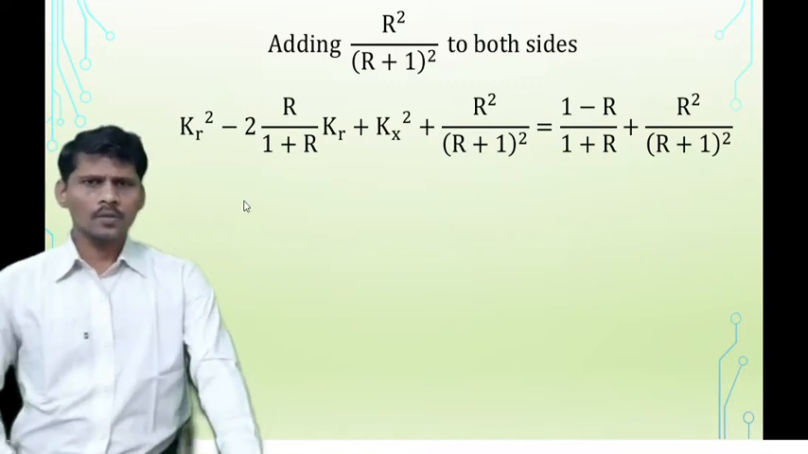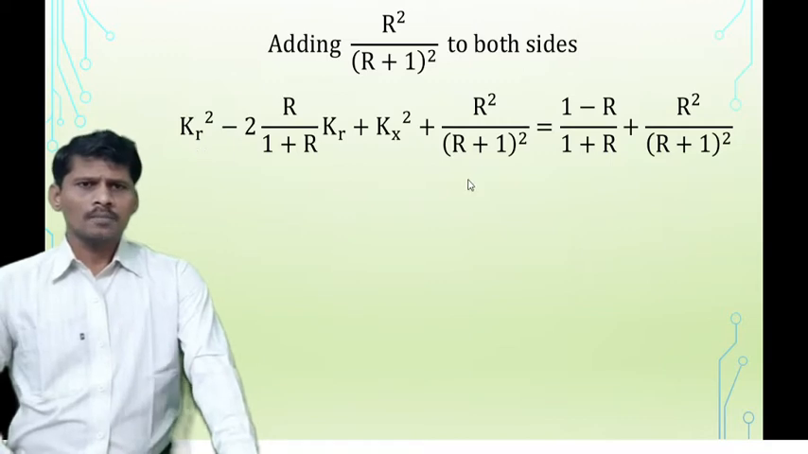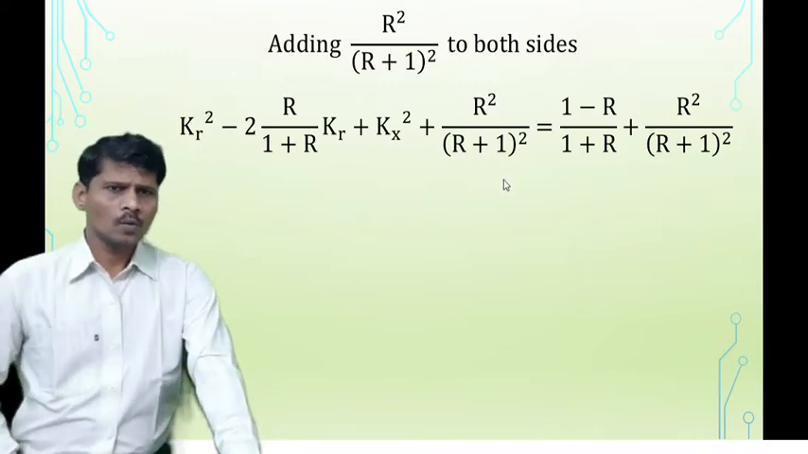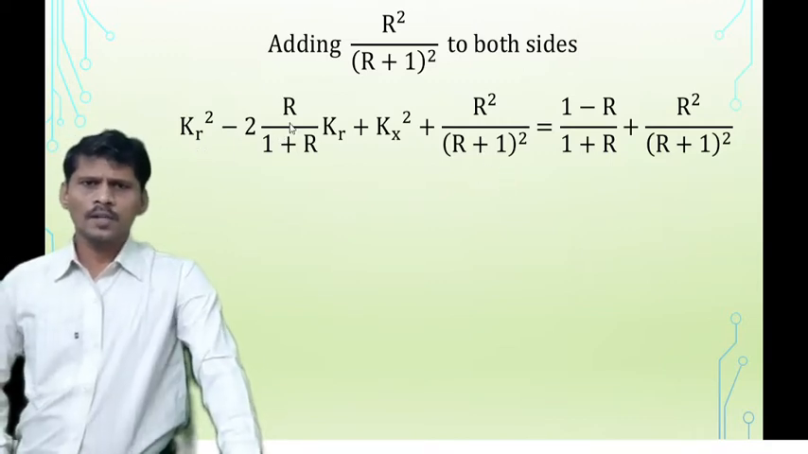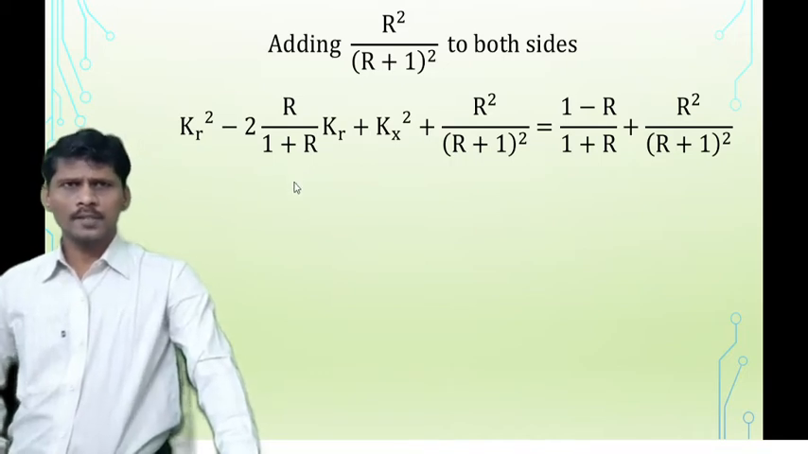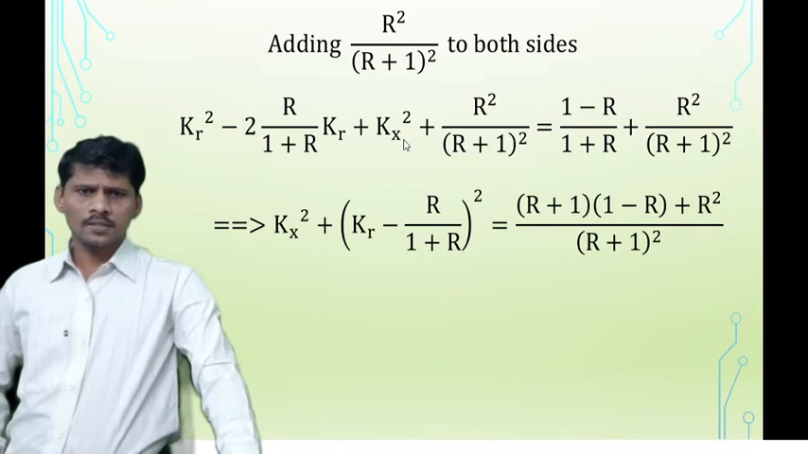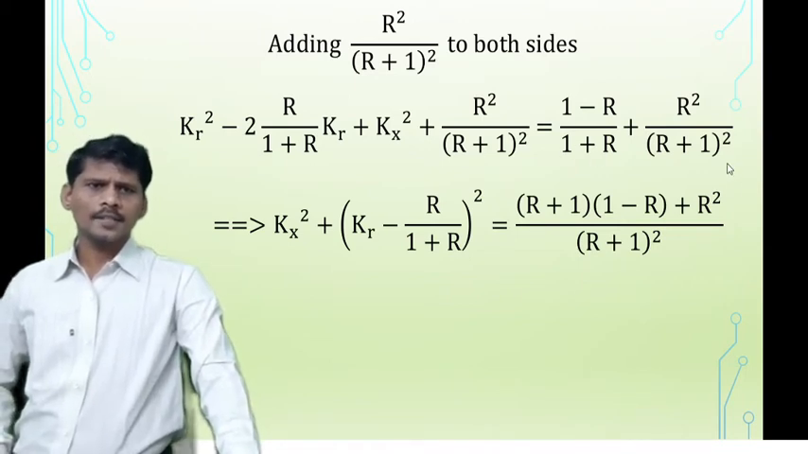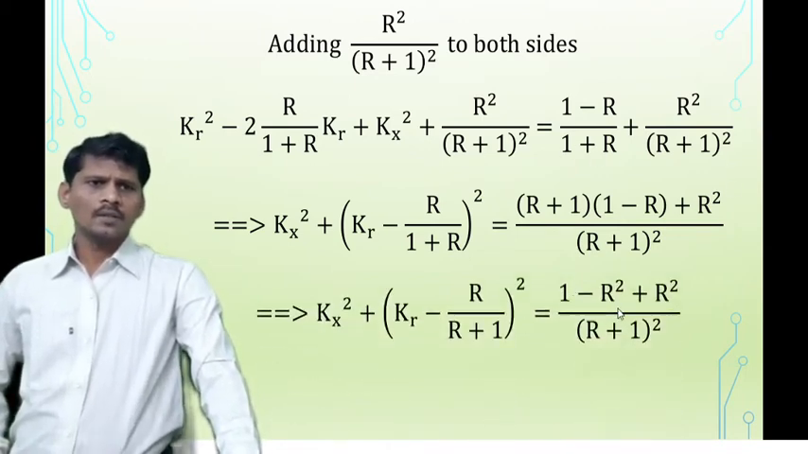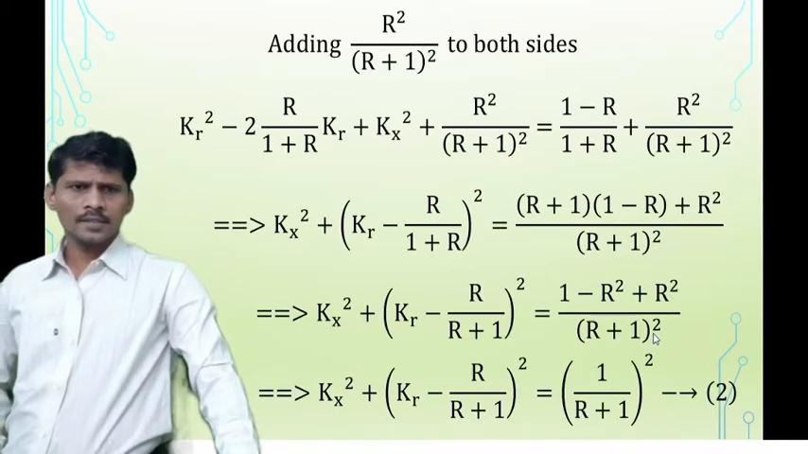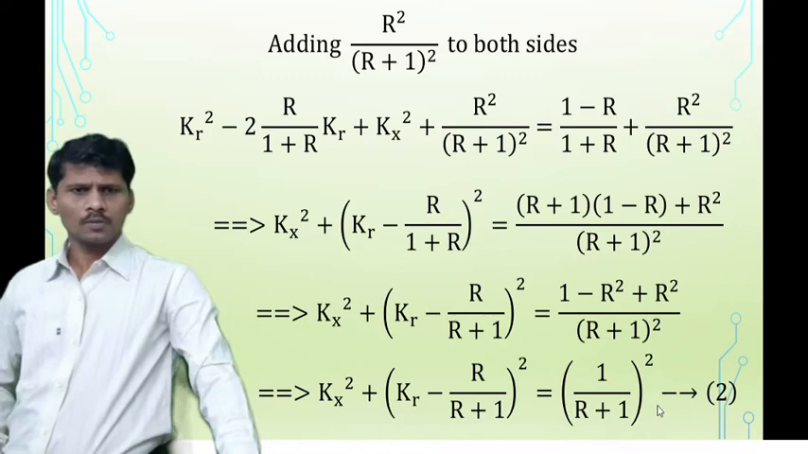On the LHS side, Kr square plus R by R plus 1 whole square minus 2 into Kr into R by R plus 1 is written as Kr minus R by R plus 1 whole square plus Kx square. On the RHS side, taking the LCM, we get 1 by R plus 1 whole square.